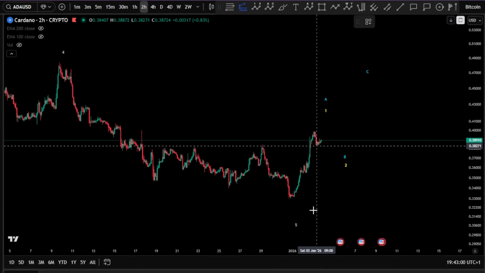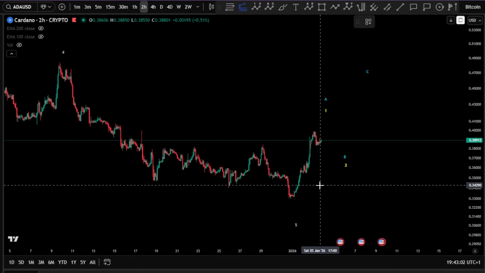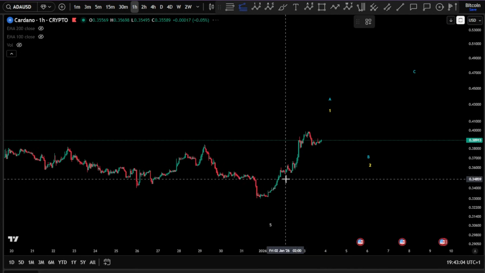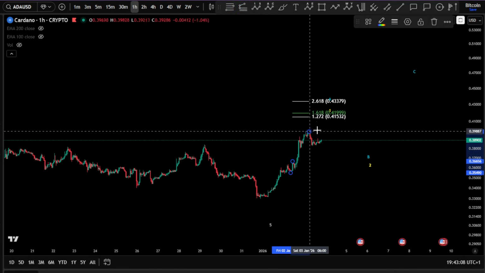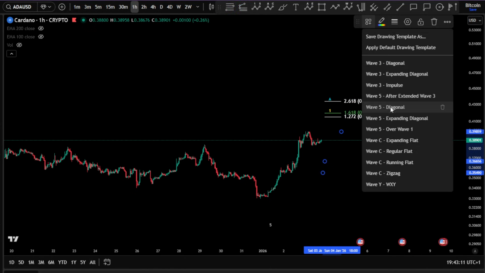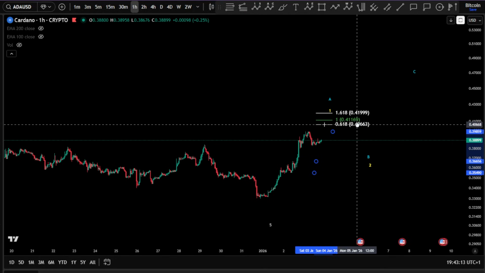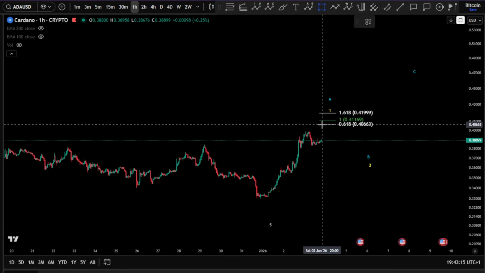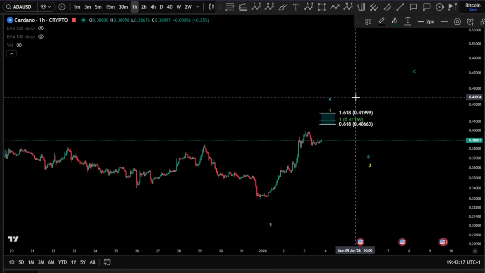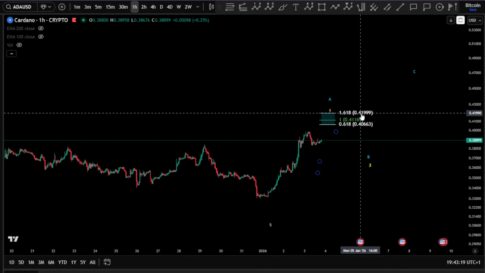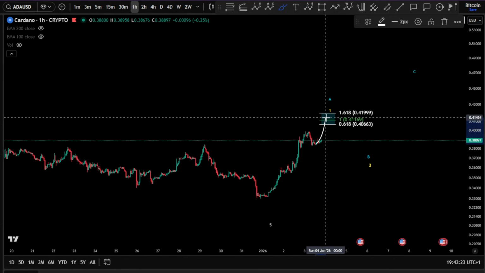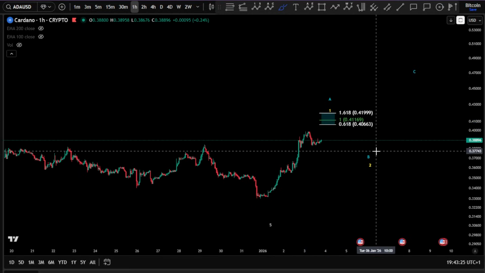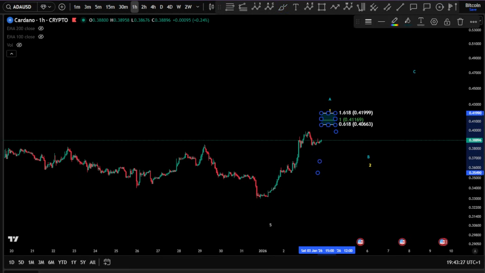Therefore, of course, my target here, if I want to have a target there, I'm going to take this as a target, wave 5/1 here. And I'm looking for this blue zone at least. It can be the 1.618, so 0.41 or 0.42, and 0.40 here for ADA might be reached very, very soon in a wave 5. So these are the updates for XRP, Link and ADA.